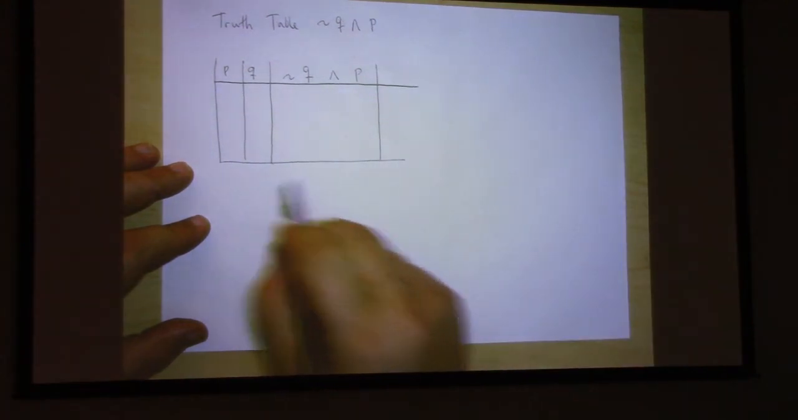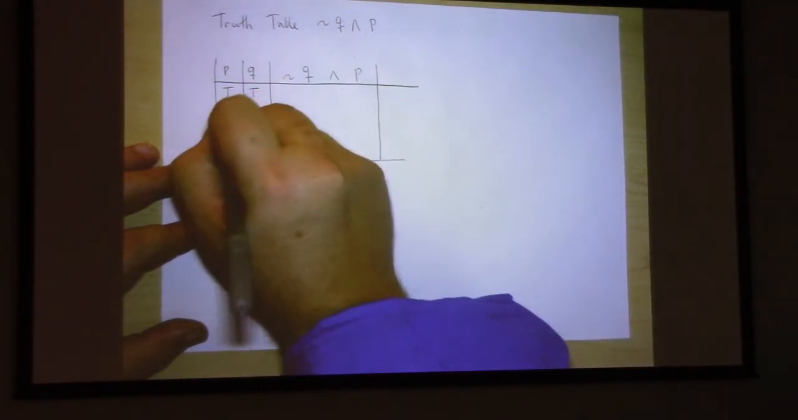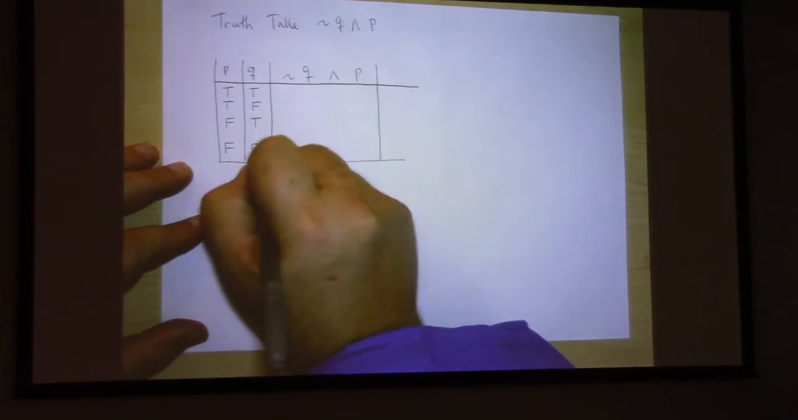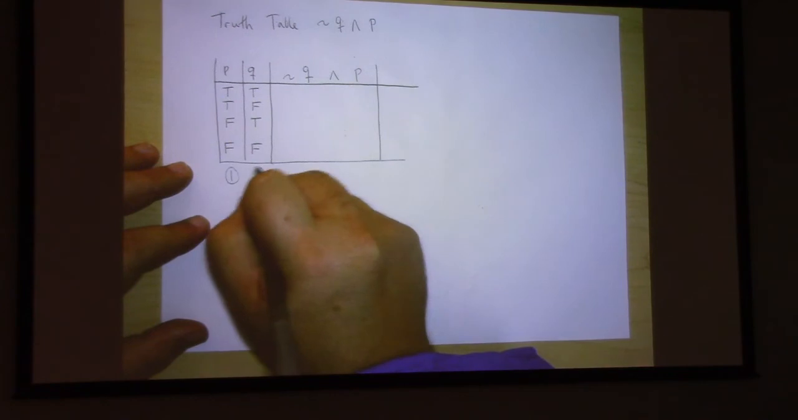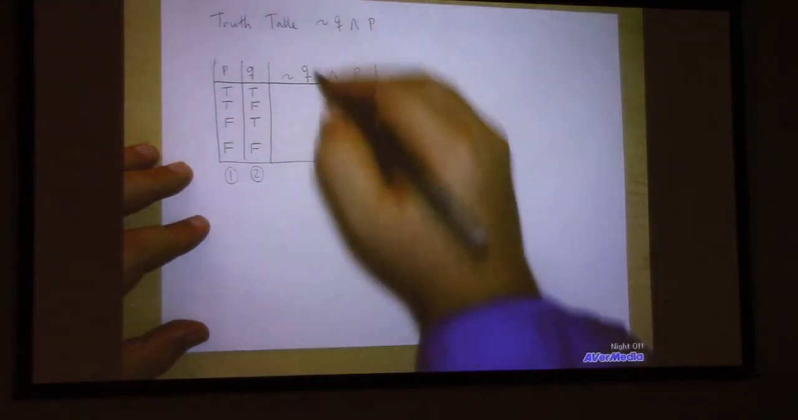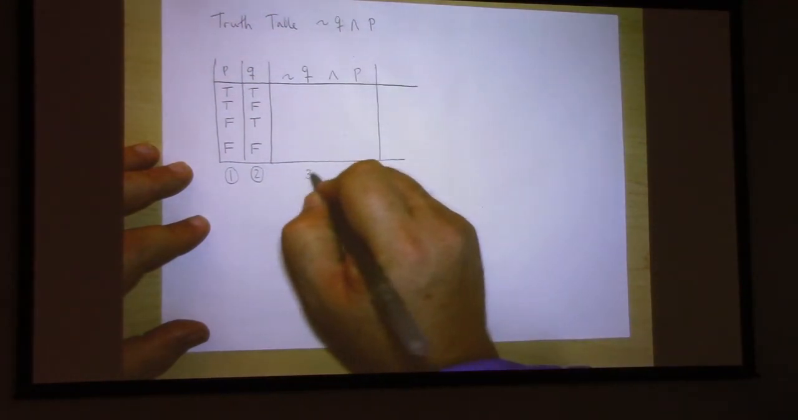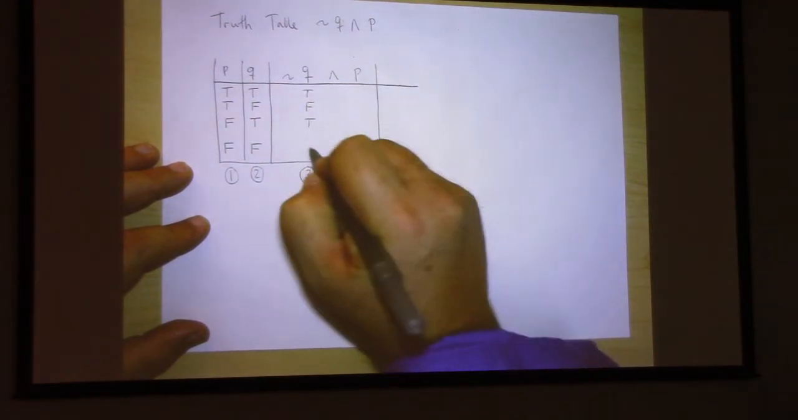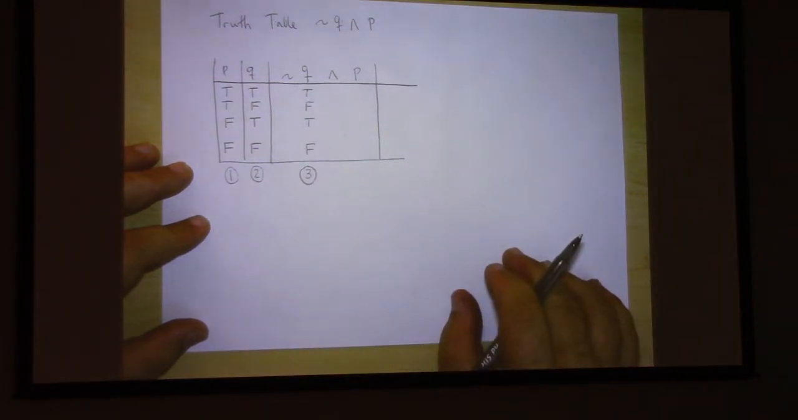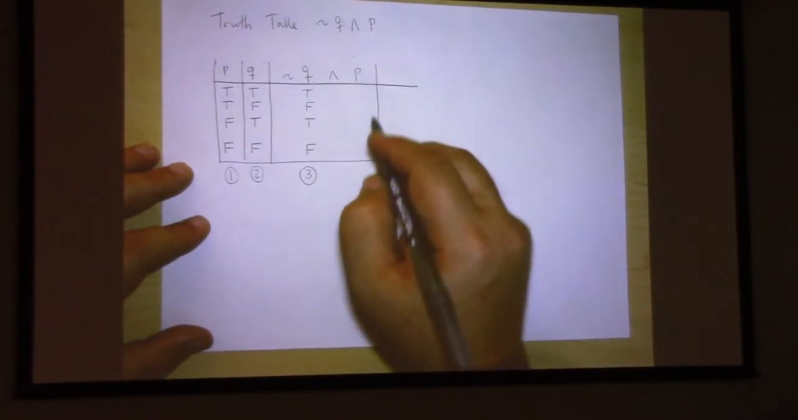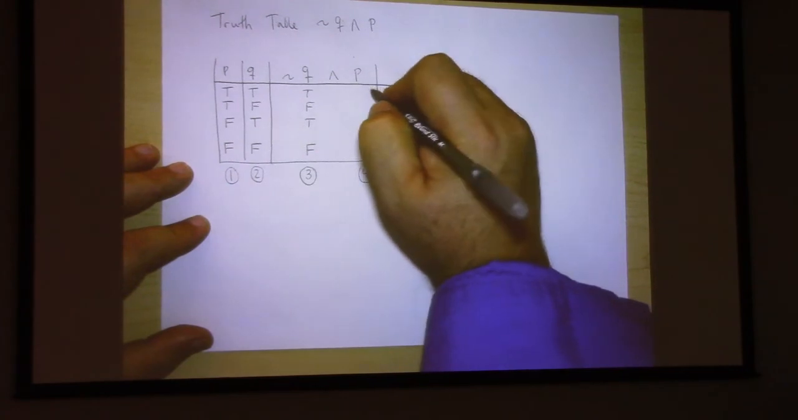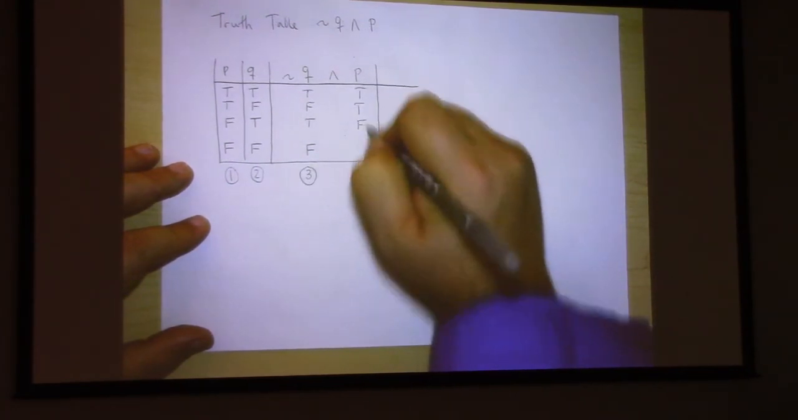All right. So you start by filling out the P Q just like we did before. Right? So that's 1, 2. Then what should we do next? We'll do 3, which will be to fill out Q again. That's number 3. Number 4, well, I don't know, I'll put 4 over here. 4, the P, which is T T F F.